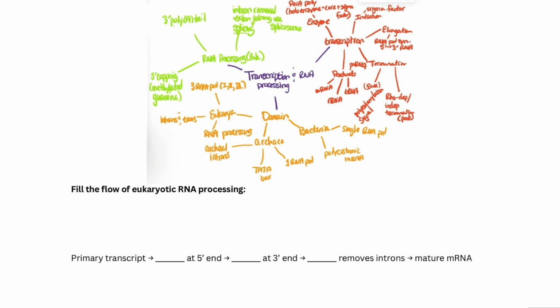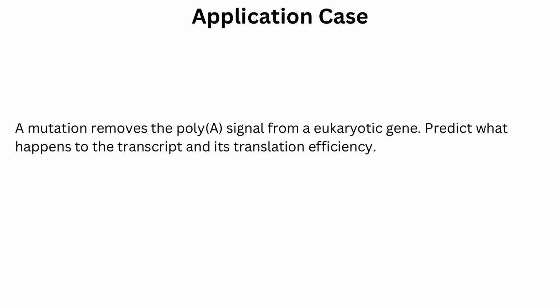Fill in the flow challenge. Fill in the flow of eukaryotic RNA processing. So we have primary transcript leads to blank at 5' end, then leads to blank at 3' end, then blank removes introns, and then mature messenger RNA. Application case: a mutation removes the poly A signal from a eukaryotic gene. Predict what happens to the transcript and its translation efficiency.